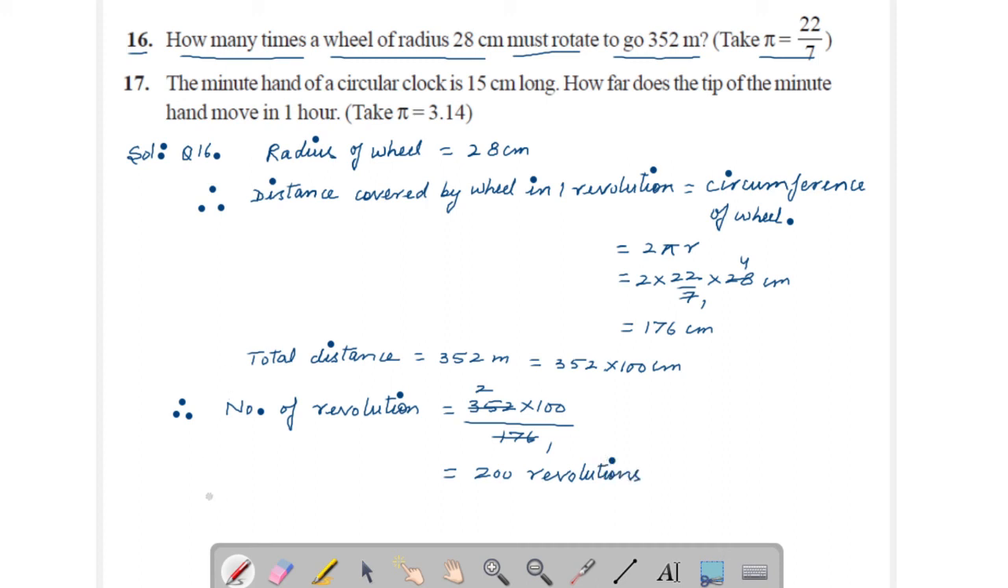Therefore, the wheel must rotate 200 times to go 352 meter.